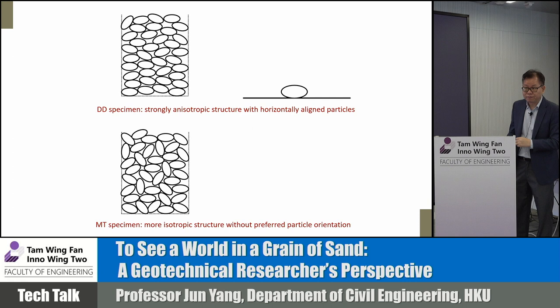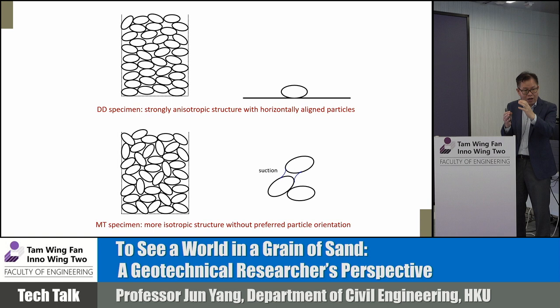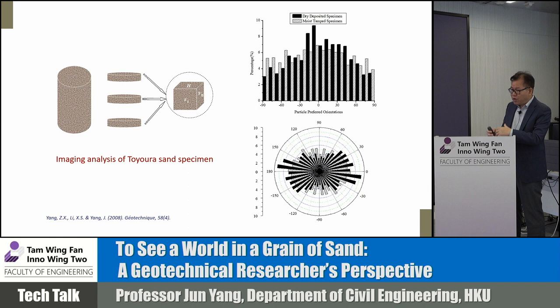But for the moist specimen, the initial moisture will contribute to a certain level of suction. So this suction will hold these particles together. So the orientation of the particles will not be affected by gravity so much. So because of this reason, we should expect these two specimens to have somewhat different microstructures. And the imaging analysis of the Toyota sand specimens prepared using these two methods confirms this. The DD specimen indeed has preferred particle orientations.